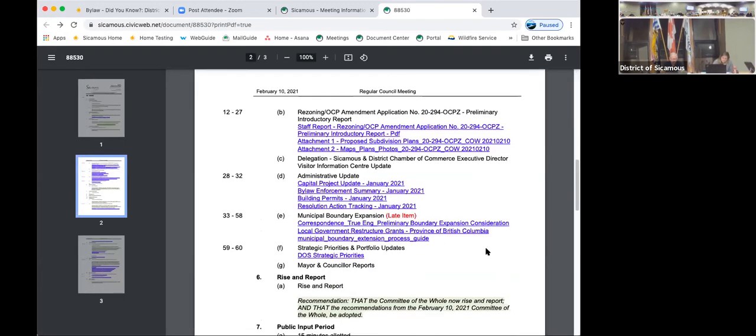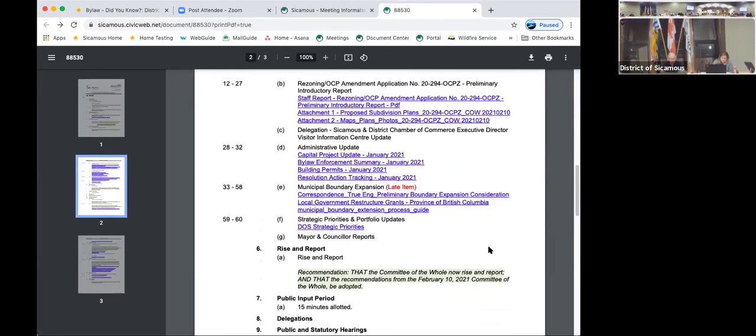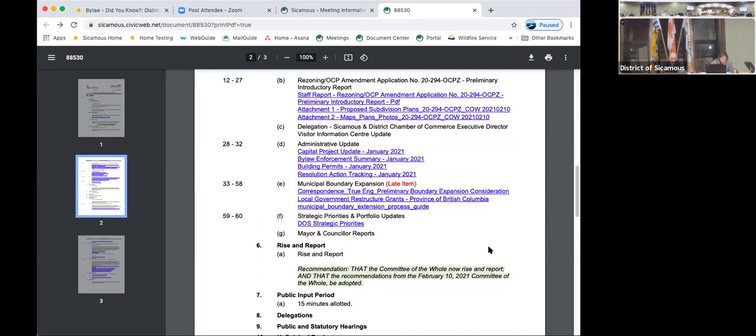Strategic priorities and portfolio updates. Councillors, do you have any comments or questions on this at this stage?